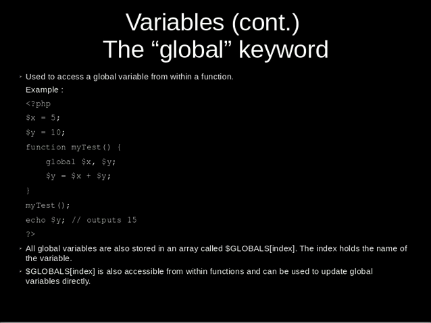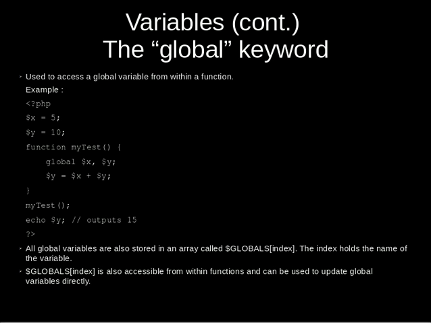The global keyword. The global keyword is used to access a global variable within a function. For example, if you declare a variable $x equal to 5 and $y equal to 10 outside the function, you can use global $x, global $y, and then use these variables to do manipulations within that function. So when we call this function using myTest and then echo $y, it outputs the value 15, as we have assigned a new value to $y, which is $x plus $y, that becomes 10 plus 5 is equal to 15.